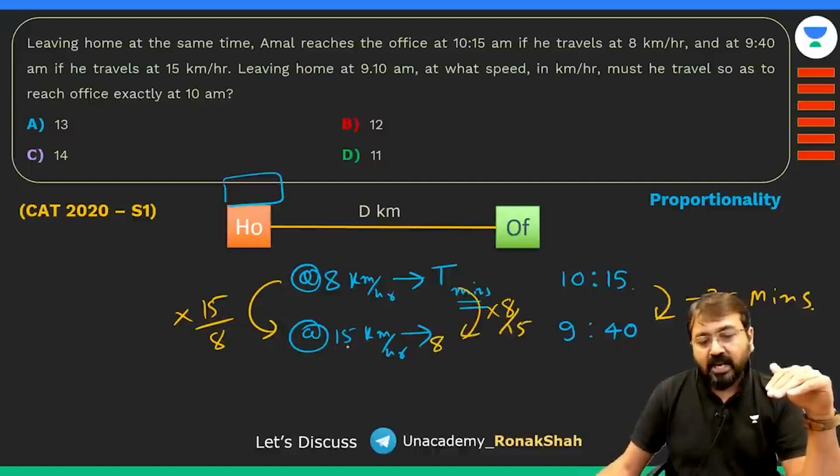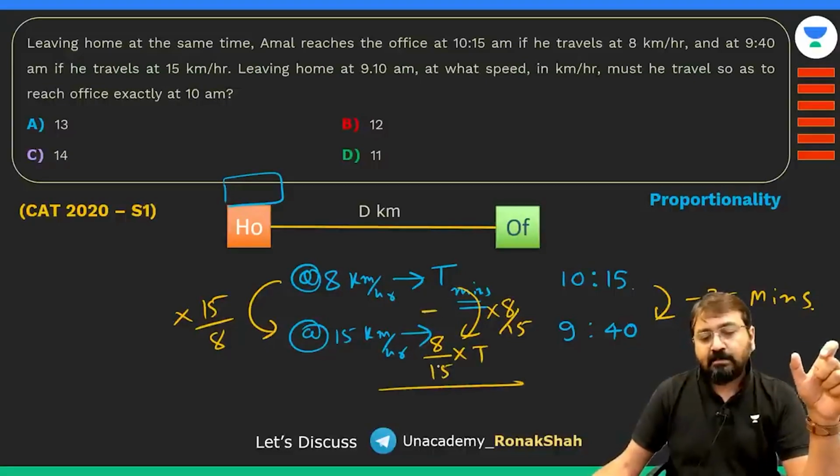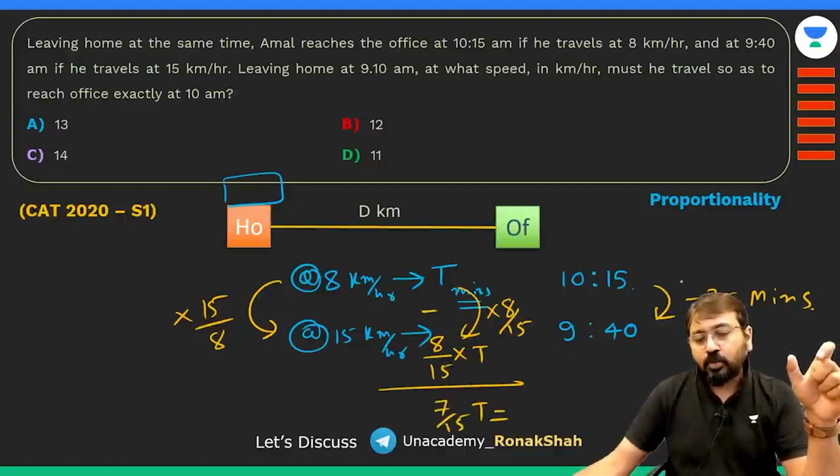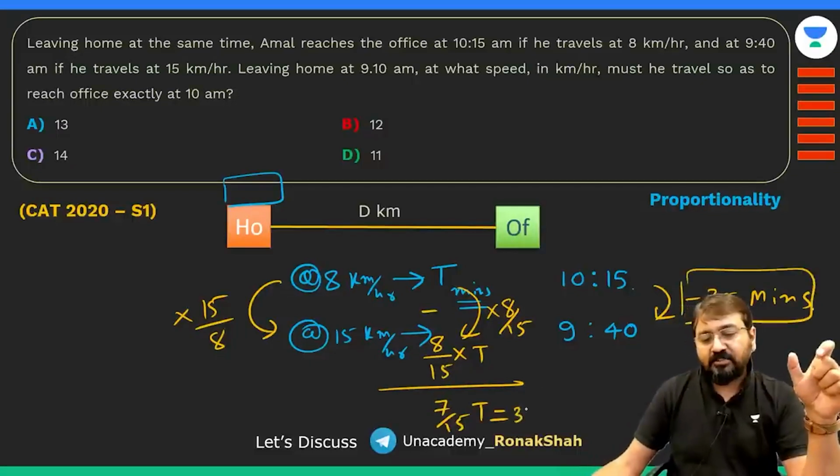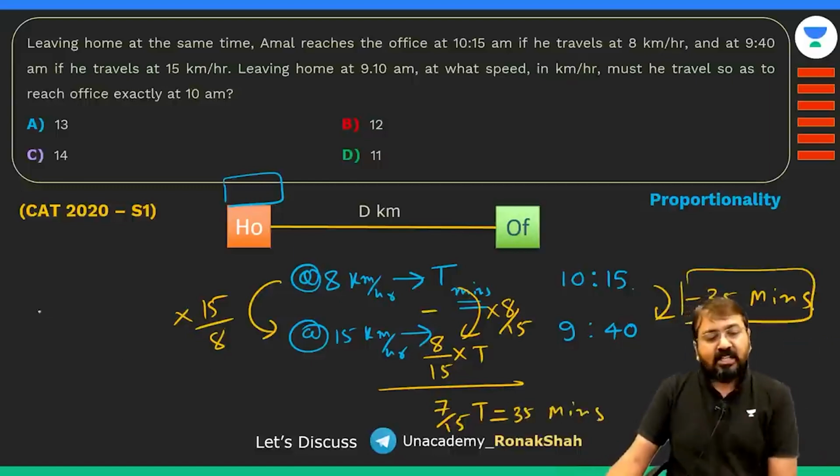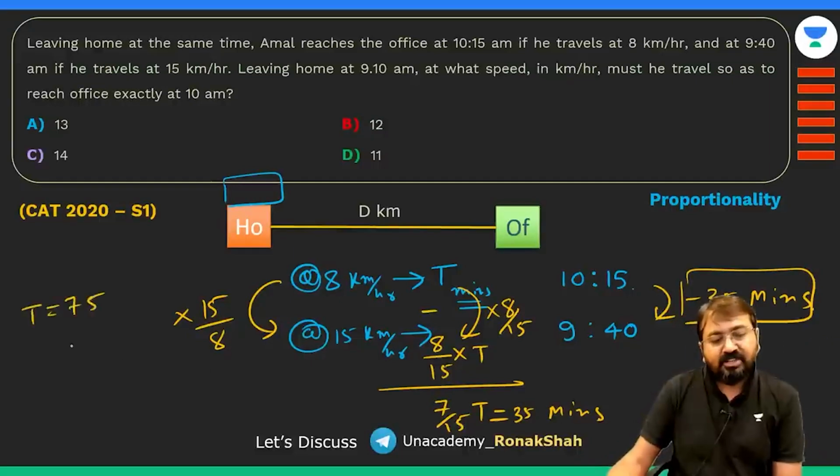That means now at the speed of 15 km per hour, the time taken should be 8/15 t. So what is the reduction in time? t minus 8/15 t is 7/15 t, which is equal to the time that he is saving now, that is 35 minutes, right? So it's very easy for us to make out that t will come out to be how much? 75 minutes. Yes or no?